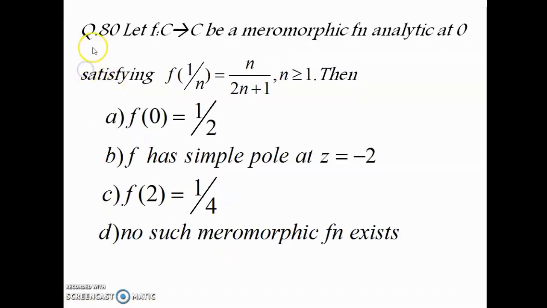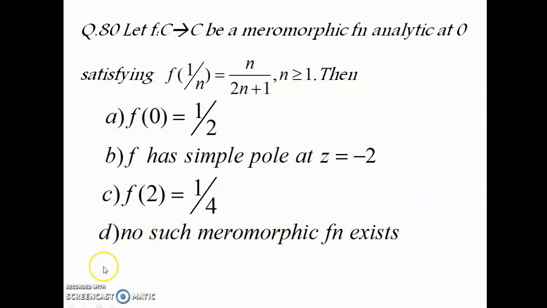So next question 80. Let f from C to C be a meromorphic function analytic at 0, satisfying f of 1 by n is equal to n by 2n plus 1 for n greater than or equal to 1, then. So we are given a meromorphic function which is analytic at a point 0, satisfying this equation. Then we have to check which of the following equations is correct. This is a part C question, so we have more than one equation correct.